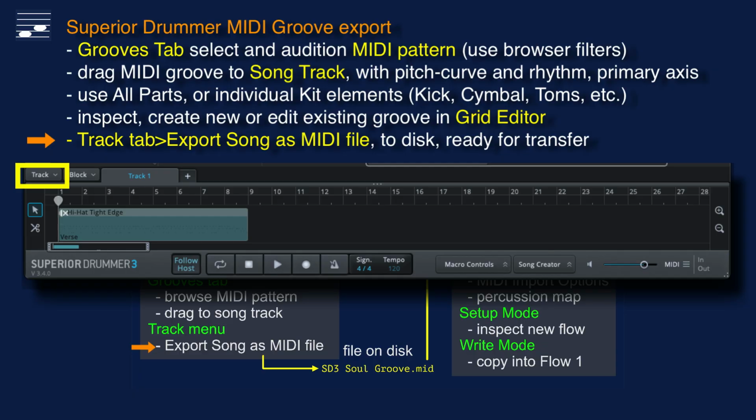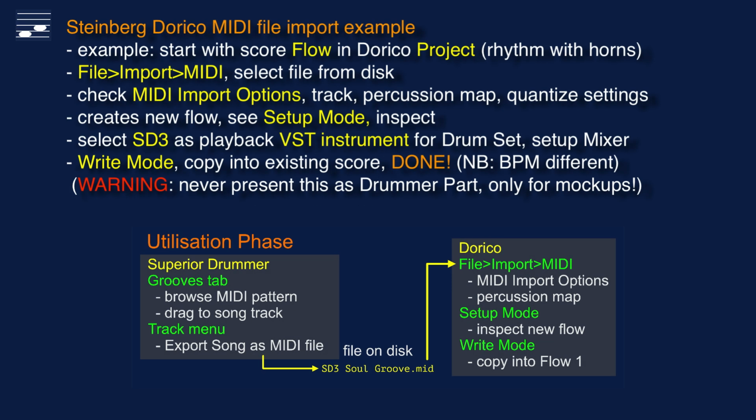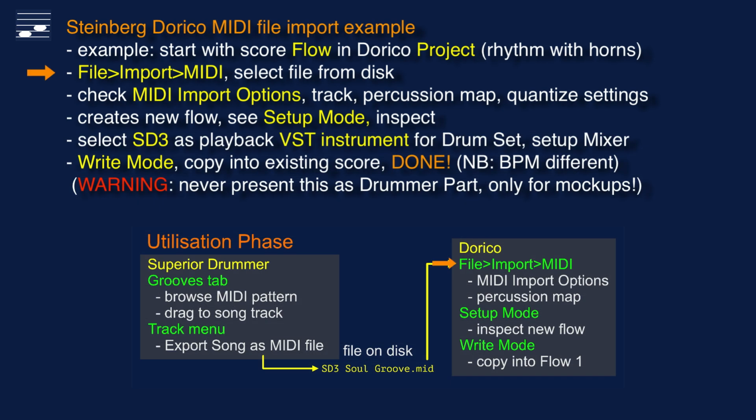Go to the Track tab and select Export Song as MIDI file. Then save this pattern to disk with a suitable file name. This MIDI file will be imported into the Dorico score. We return to the example, the score without the drums. In the Dorico software, select the menu item File, Import, MIDI.